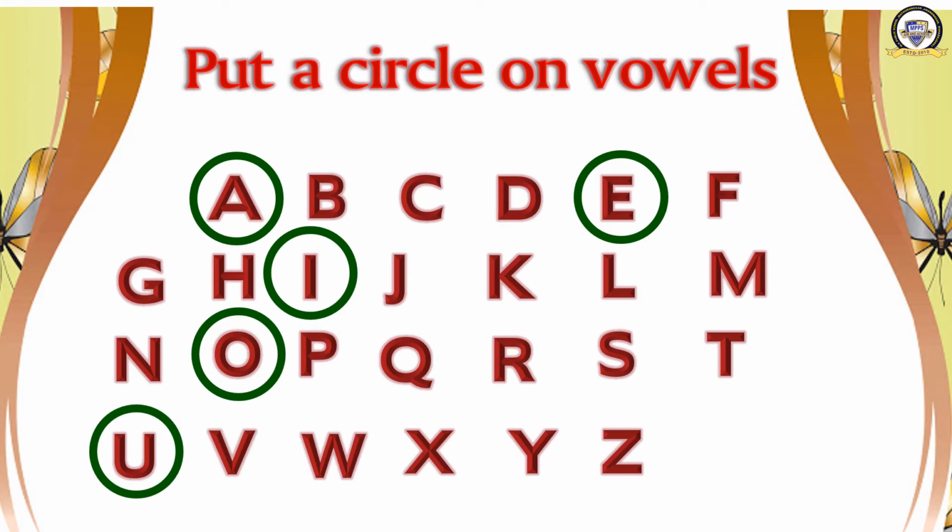Is there any other vowel? No. How many are there? Five. And we have put how many circles? Five circles. There are five vowels. Which are they? A, E, I, O, U. These are the five vowels. When we speak these vowels, we slightly open our mouth. So they are called vowels.